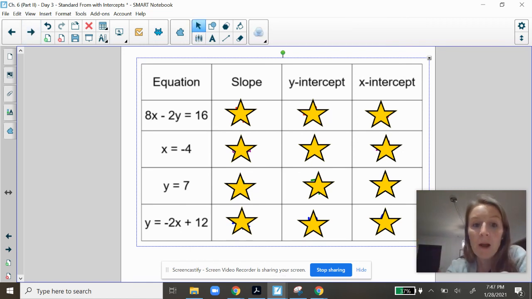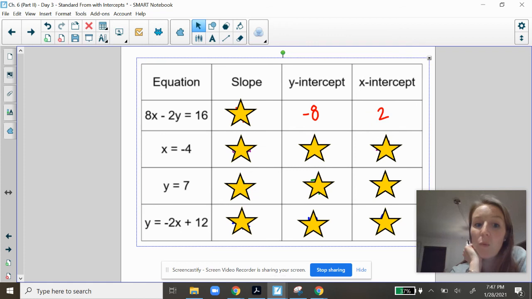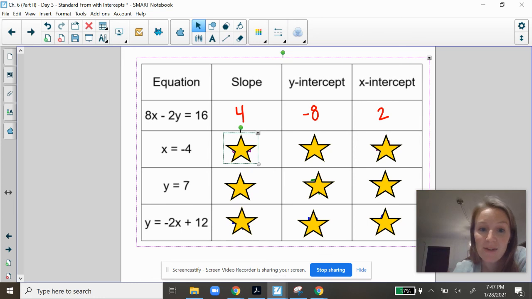All right, you're back. Hopefully, in the first one, based on this video, you used your cover-up method to identify a y-intercept of -8 and an x-intercept of 2. You may have then had to rearrange into slope-intercept form in order to get the slope of 4. x = -4 is a vertical line, so it's going to have an undefined slope.